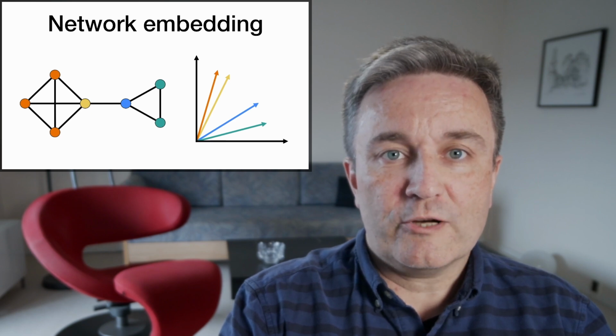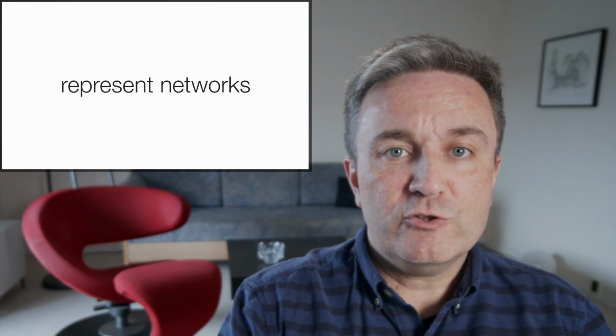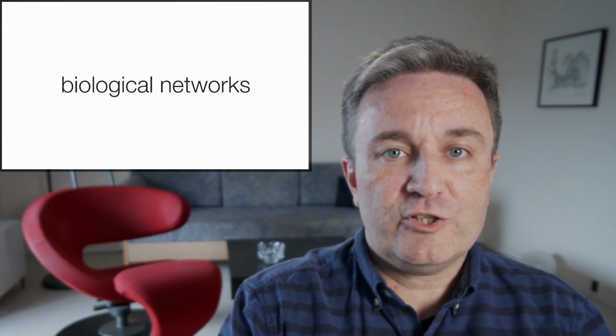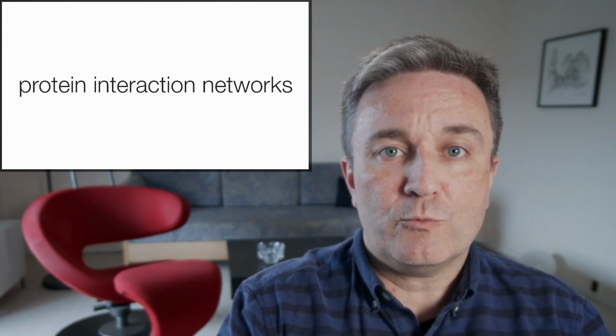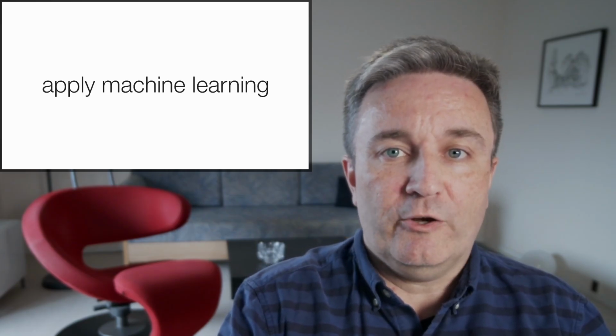Welcome to this short introduction on the core concepts of network embedding. The goal of embedding is to represent networks, including biological networks such as protein interaction networks, in a manner that makes them convenient, for example, when you want to apply machine learning.